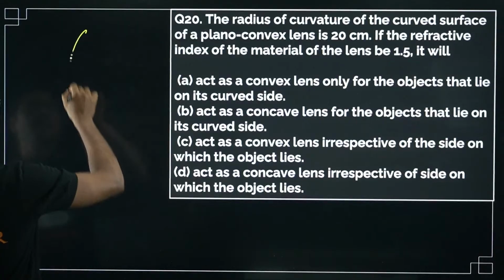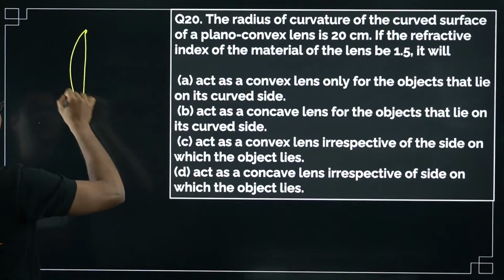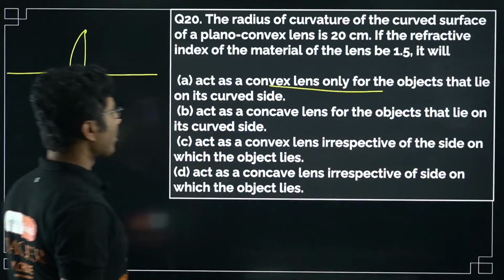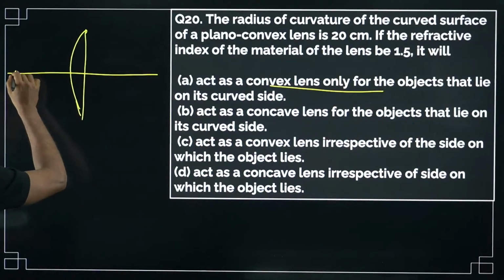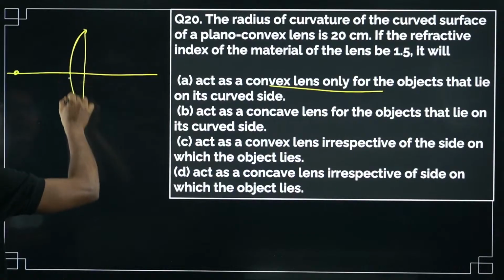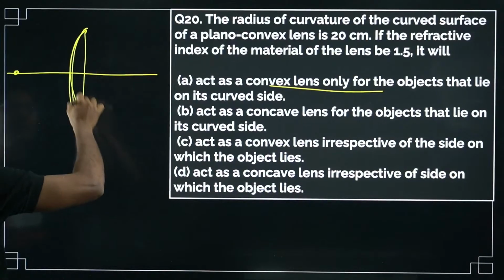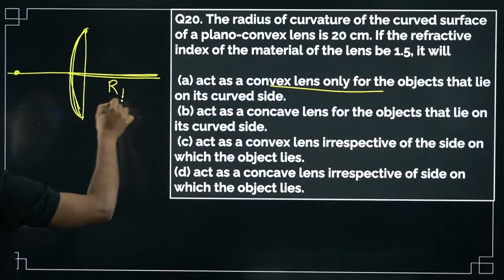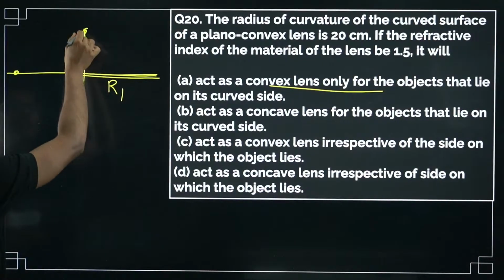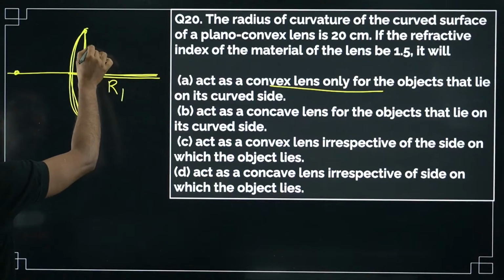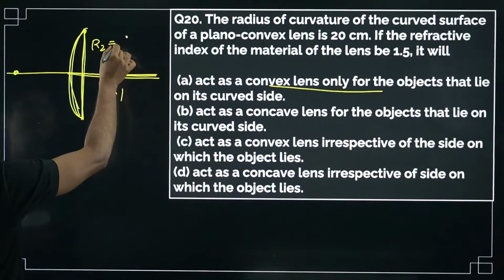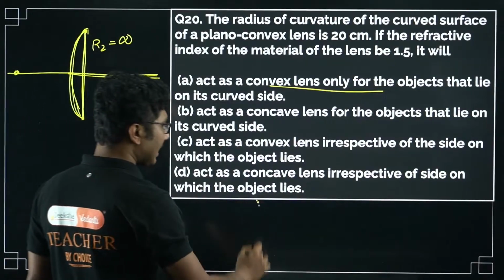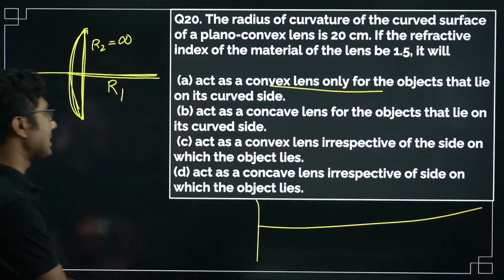Okay, we have a plano-convex lens. Suppose this is the curved surface. First we will test whether it is acting as a convex lens for its curved side. For the curved side, what is the radius of curvature of this side? The radius of curvature of this side is positive R1, and for the other surface, R2 is equal to infinity, because it's a plane. Plane means a circle having radius at infinity. That is the definition of plane.